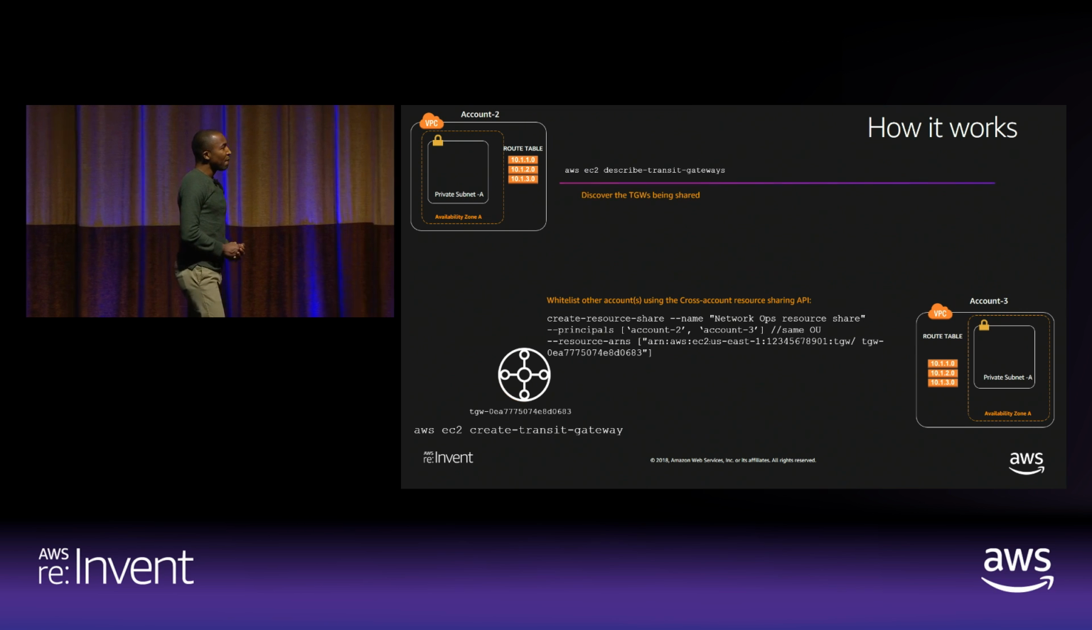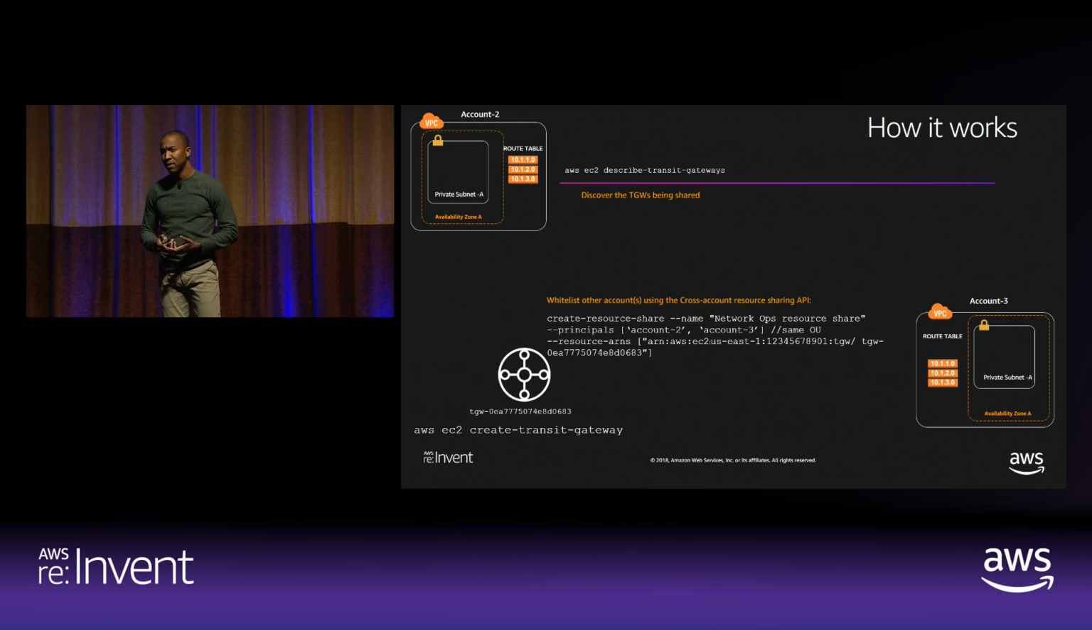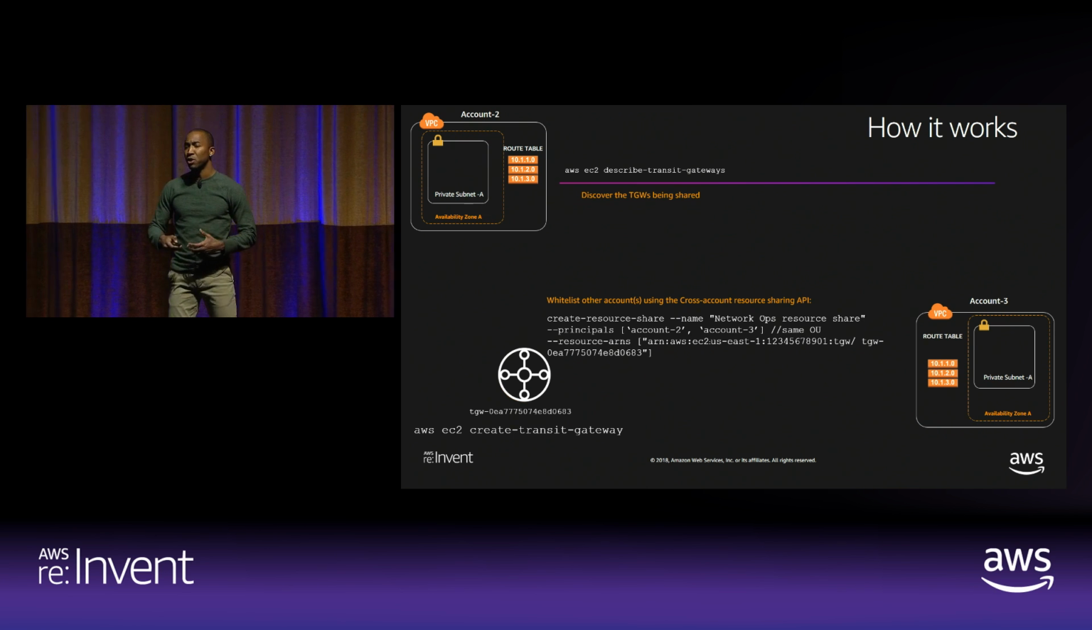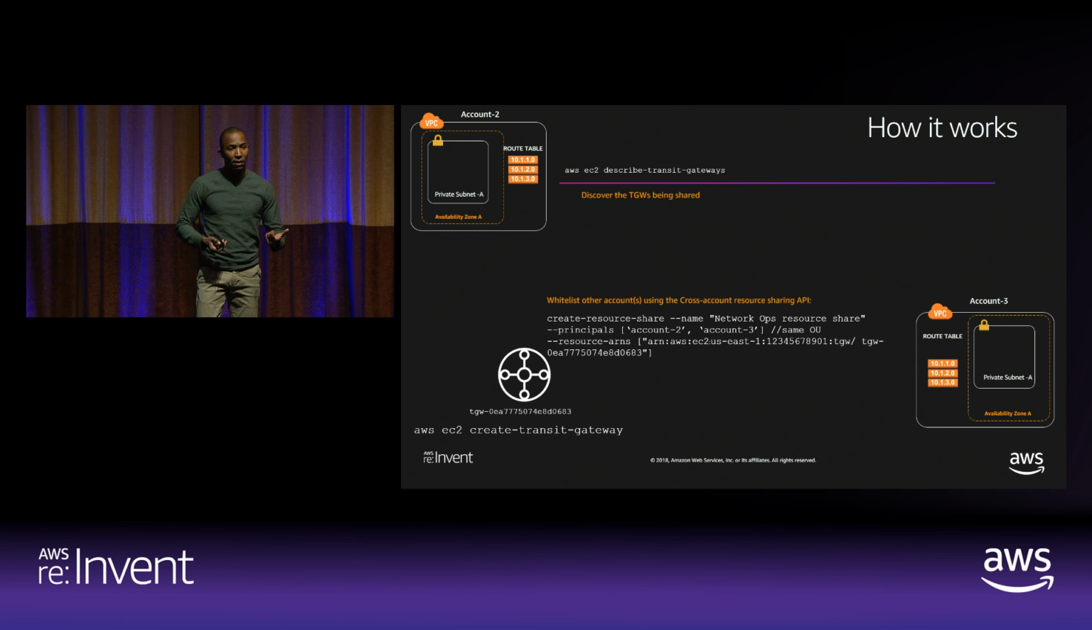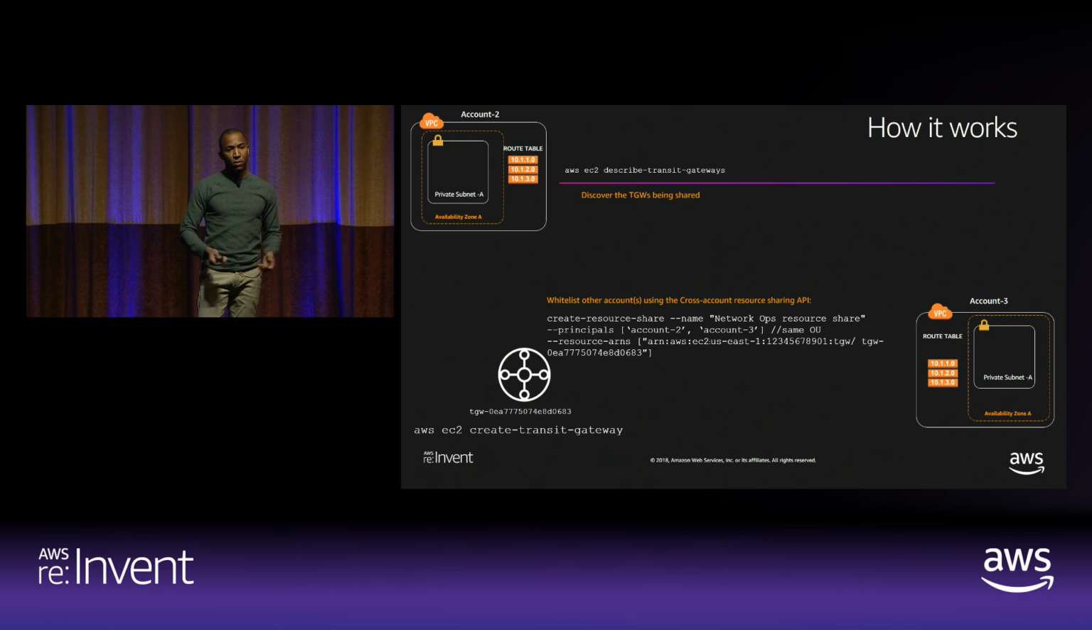Now, how you do this particular share today is through the Amazon Resource Access Manager. That's a new service, and that service allows you to basically share seamlessly infrastructure or services within your AWS environment with other accounts.